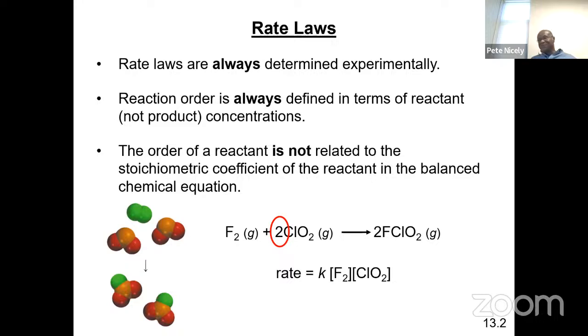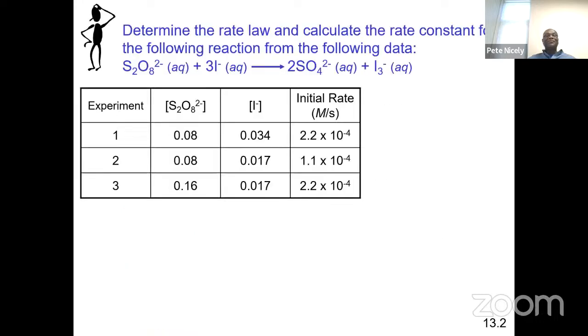Okay, so what I want to do is show you this example right here. Now, this question says you're to determine the rate law and calculate the rate constant for the following reaction from the following data, all right? And it gives you the equation and it gives you the table with the data, all right? So basically what you need to do is find the rate law for this reaction.